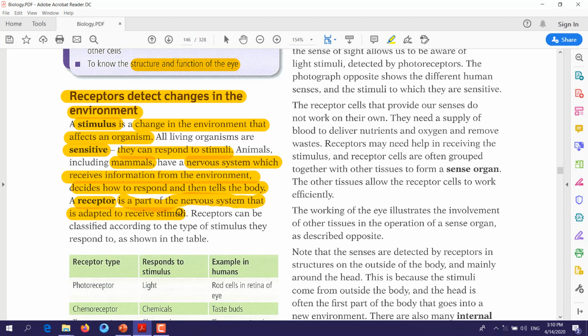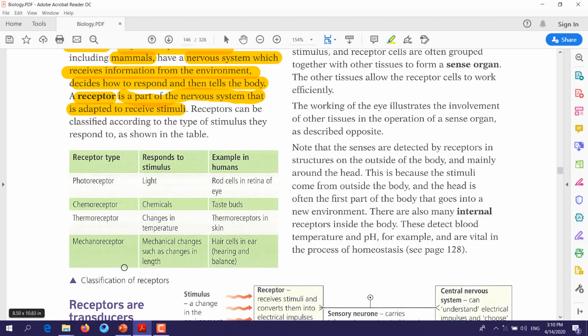Then, how many types of receptors do we have in our body? We have different types of receptors in our bodies depending on the kind of stimulus to which they respond. Here, this table shows examples of receptors that we have in our bodies. First one, photoreceptor. As we explained before when we were talking about photosynthesis, the word photo means light. So, a light receptor. It responds to a light stimulus. Where do we have this kind of receptor? Rod cells in the retina of the eye.